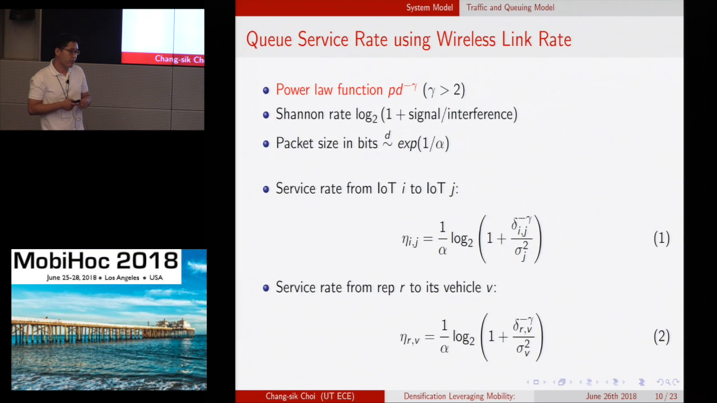Using these ingredients, the service rate from IoT node I to node J is given by this formula, where sigma sub J is the interference seen by IoT node J, and delta sub IJ is the distance from node I to node J. In a similar way, the service rate from repository R to vehicle is given by this formula, and sigma sub V is the interference seen by the vehicle.